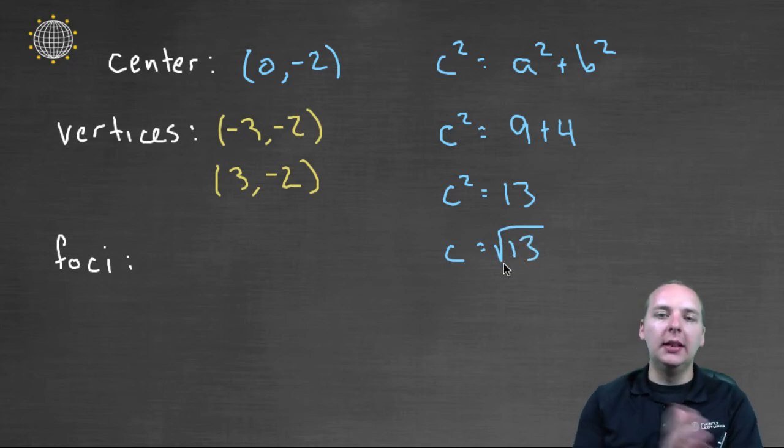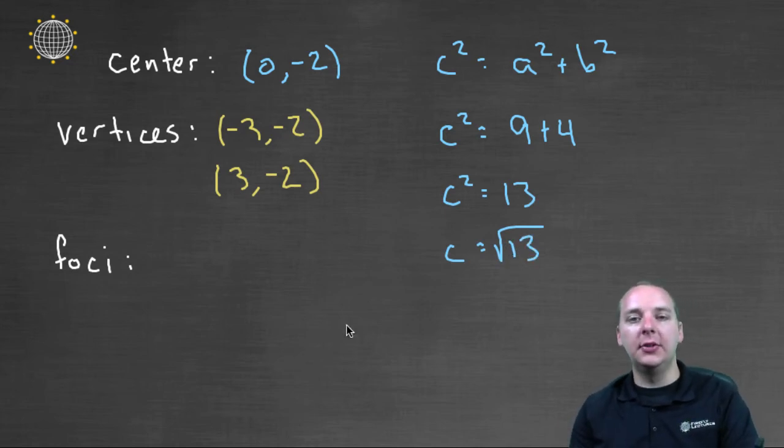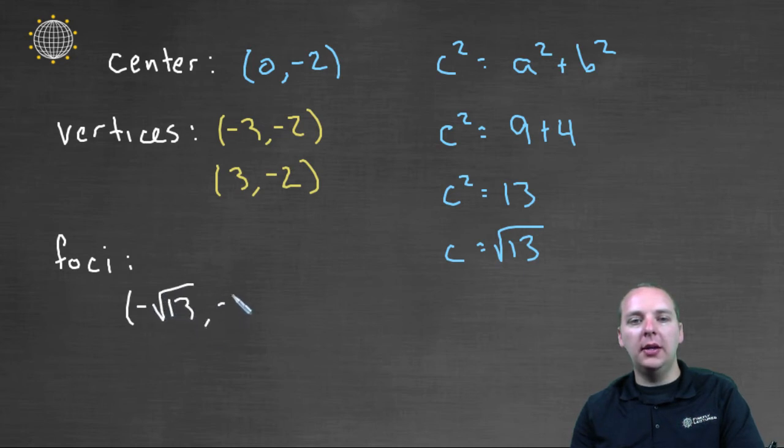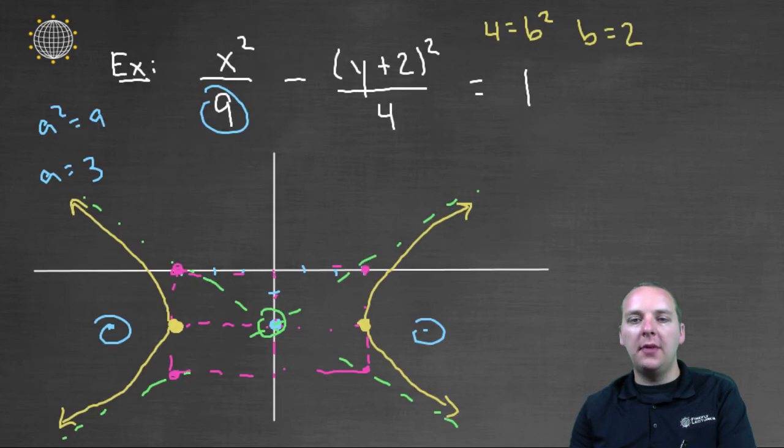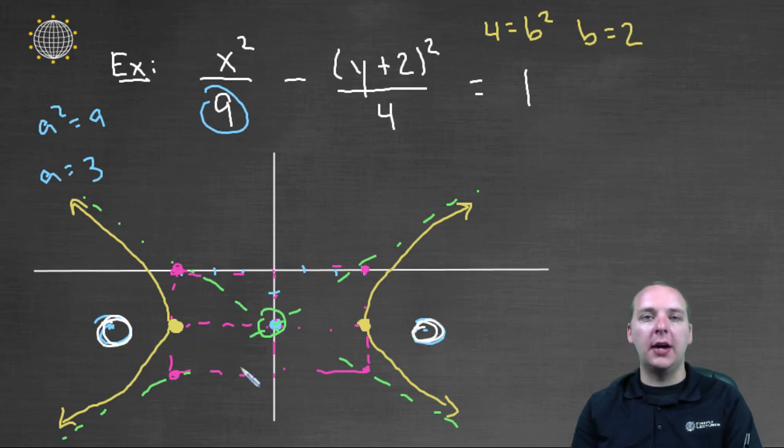So I'm going to go to the left and the right of the center this many units. If the center is at (0, -2), then I will go to (-√13, -2) and (√13, -2). Graphically, (-√13, -2) will be here, and (√13, -2) will be here, and those are the two foci for the hyperbola.